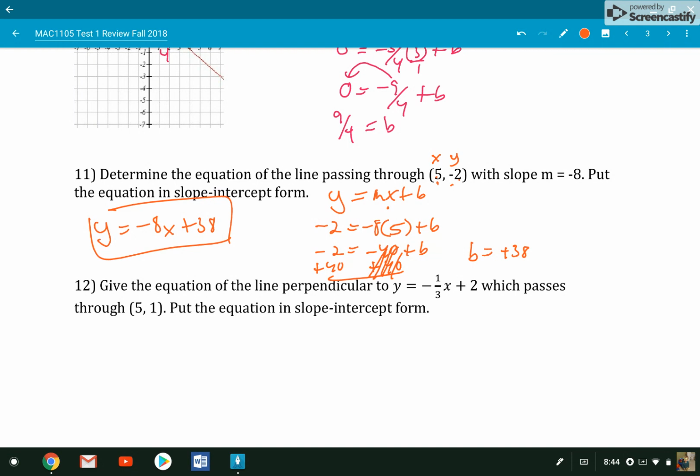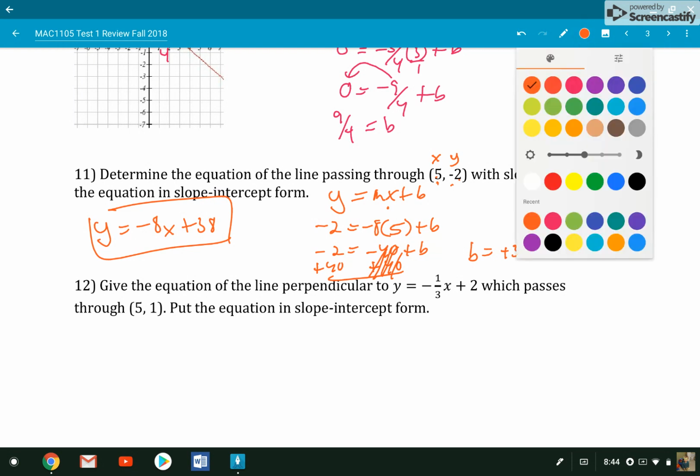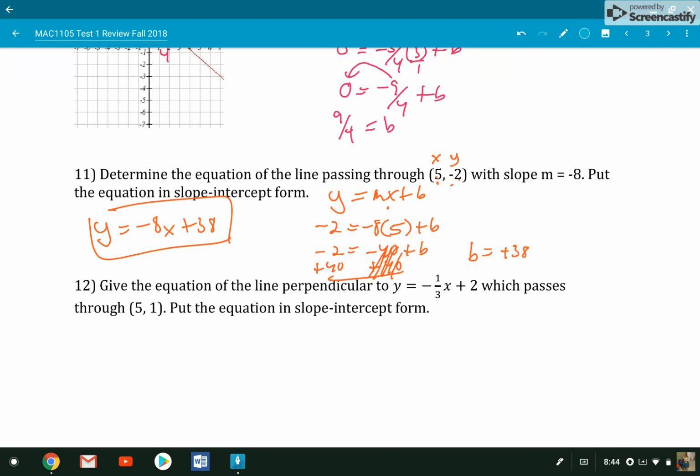Number 12 says, give the equation of the line perpendicular to y equals -1/3 x plus 2 and passes through the point (5, 1). Again, put the equation in that slope-intercept form. So I'm looking at y equals mx plus b. Just like in the previous example, I've got x and y. X is 5, y is 1.